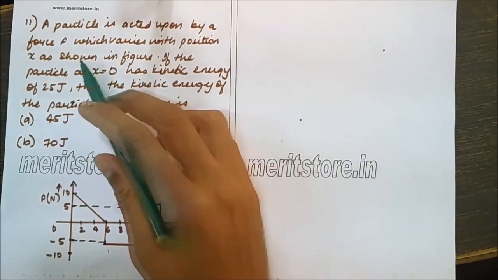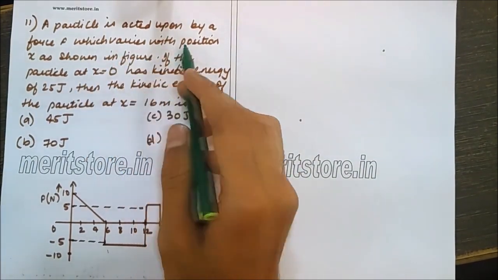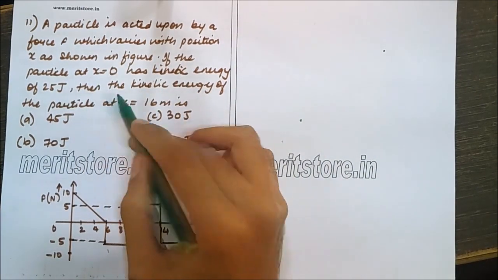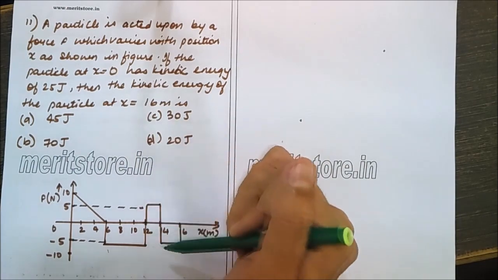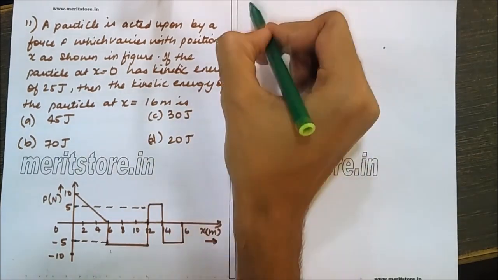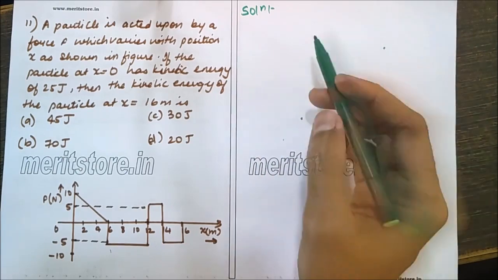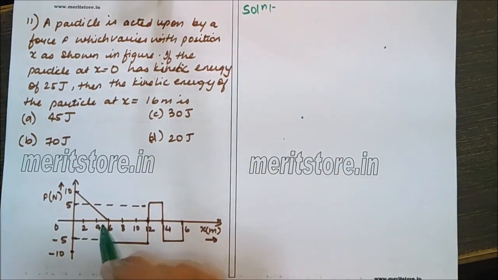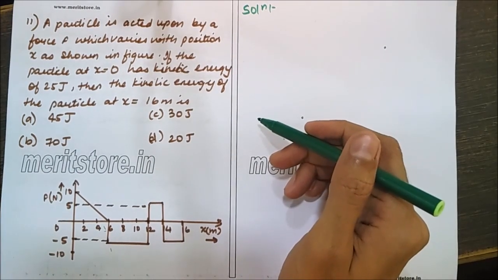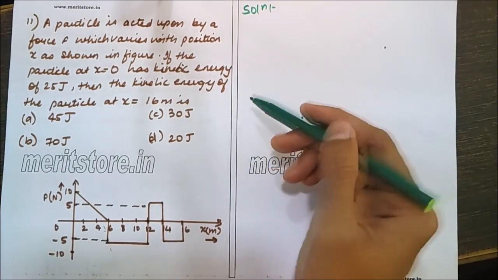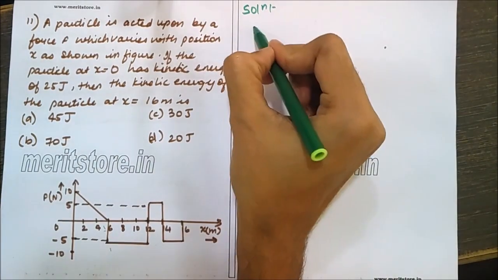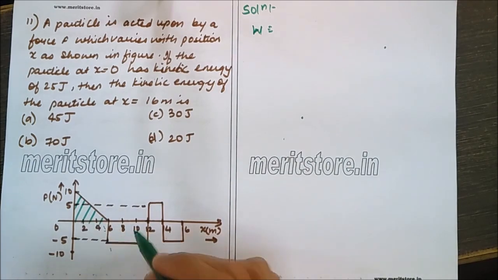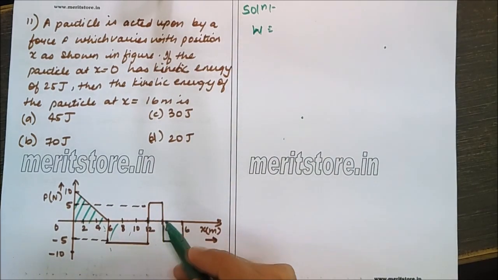A particle is acted upon by a force F which varies with the position x as shown in the figure. The particle at x equals 0 has kinetic energy 25 joules. Then the kinetic energy of the particle at x equals 16 is given as. So we have the figure for the particle with the work done. The y-axis gives us the force and the x-axis gives us the distance. So work done will be the area covered under the graph. So the work done is, in the graph, a triangle, a rectangle, again a square and a square.